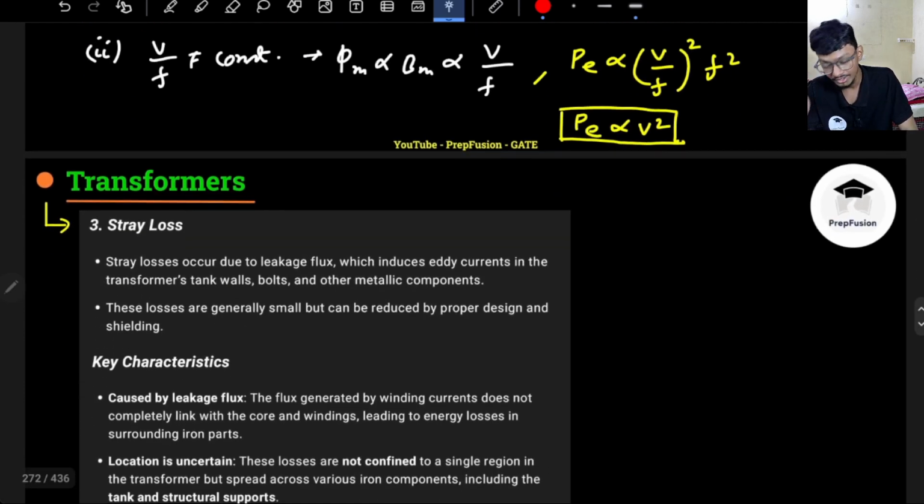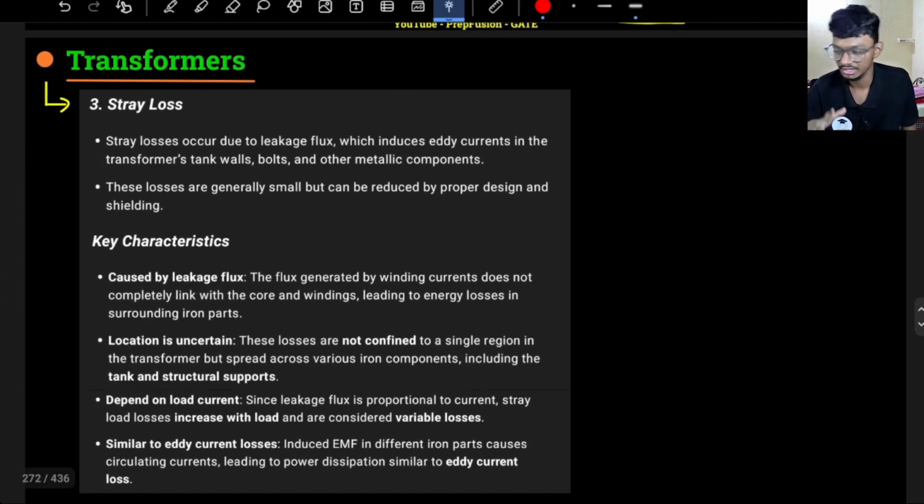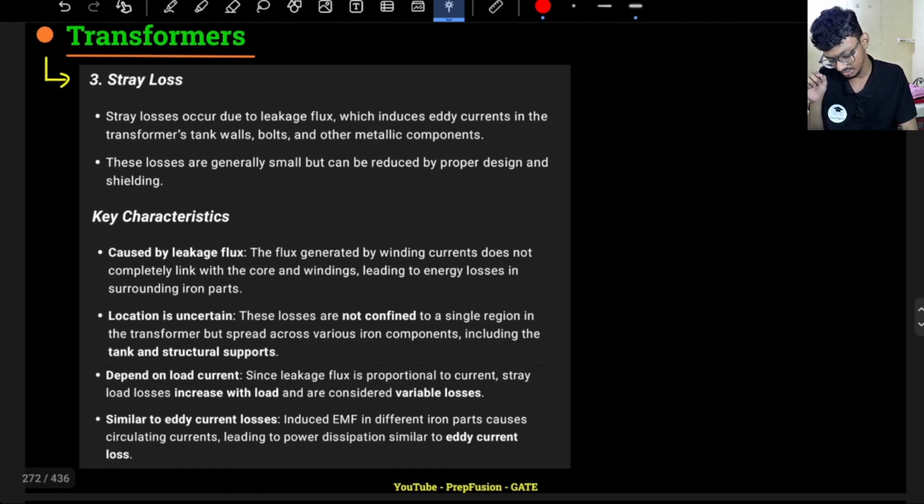Okay, now let's discuss stray losses. These are losses that are very low in value compared to the eddy current and hysteresis loss, but they still occur. These losses generally depend on the induced eddy current. Stray losses occur due to leakage flux, which induces eddy currents in the transformer tanks, bolts and other metallic parts.